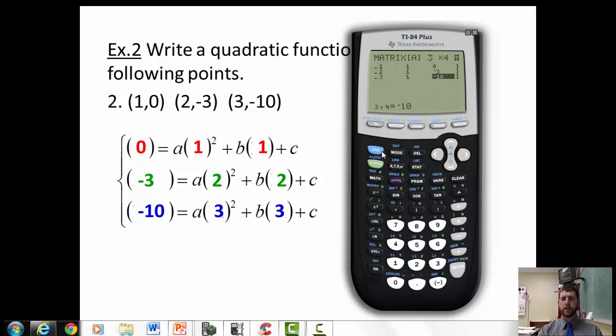Okay, we second quit. If the calculator wants to cooperate. Second matrix, math.